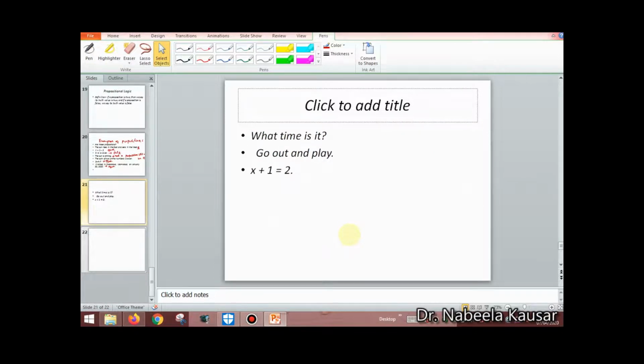What time is it? Is it a proposition? No, it's not a proposition because it doesn't have any truth value. It cannot be true or false. So this is not a proposition because it does not have a truth value.